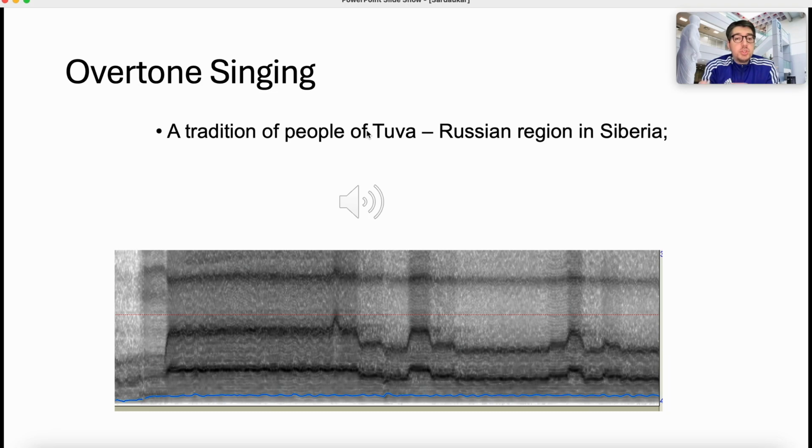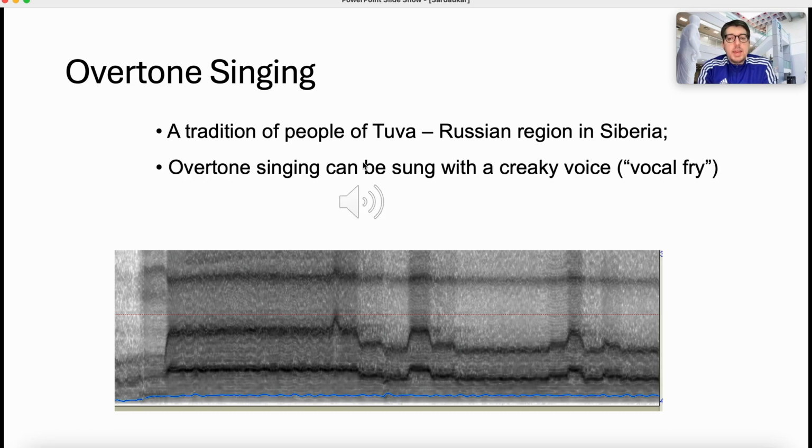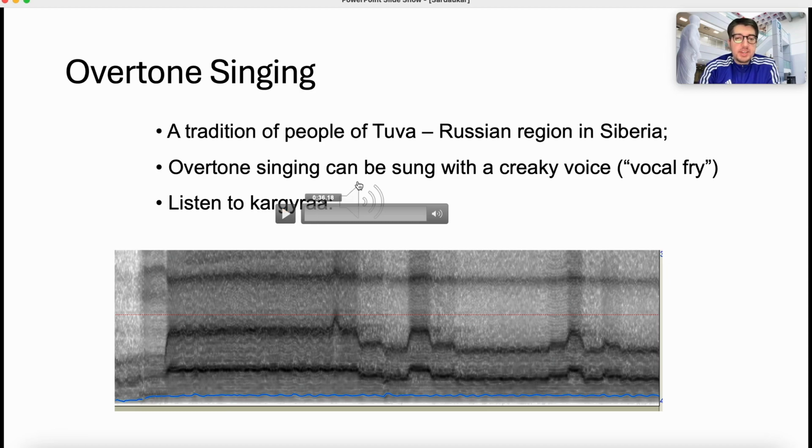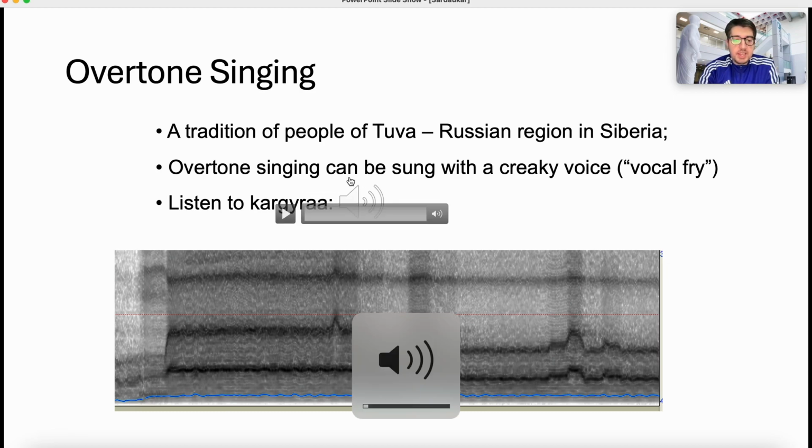This is a tradition of the people of Tuva in the Russian region in Siberia, in the south of Russia, towards Mongolia. And overtone singing can be sung with a creaky voice as well. A creaky voice or vocal fry, meaning a voice like this, right? And this is called kargyraa, or I think that's how it's pronounced. Let's hear kargyraa and how this sounds.